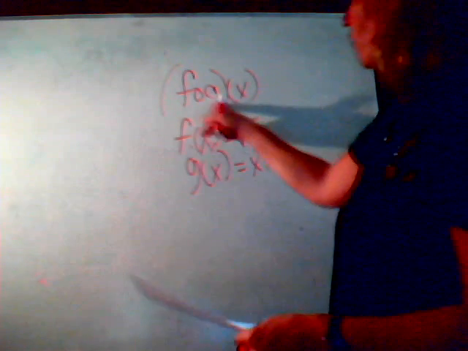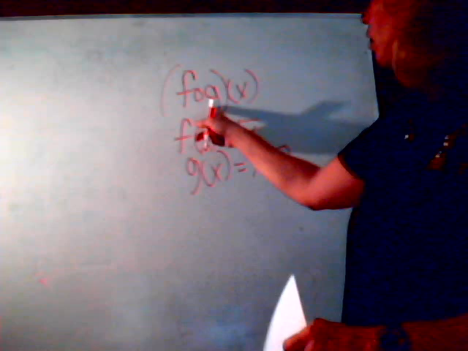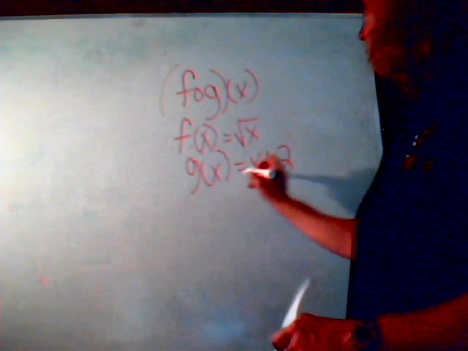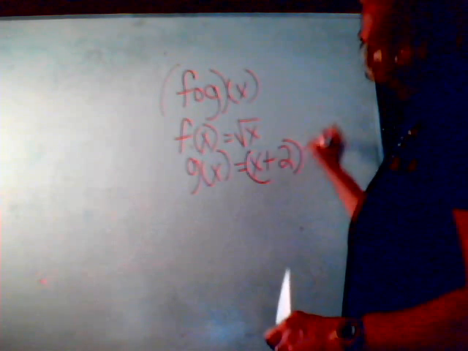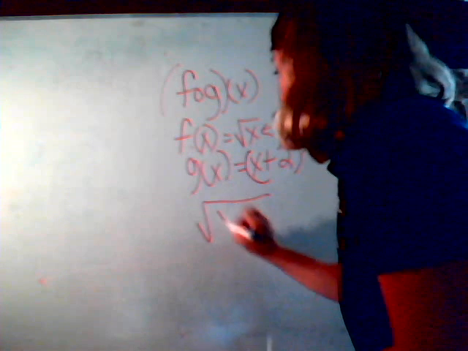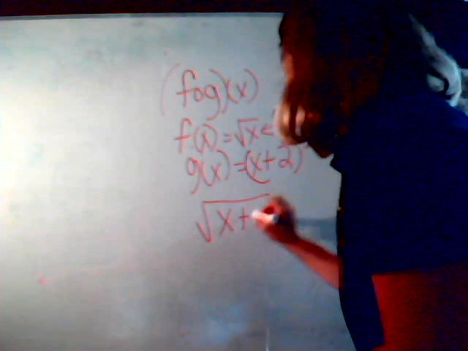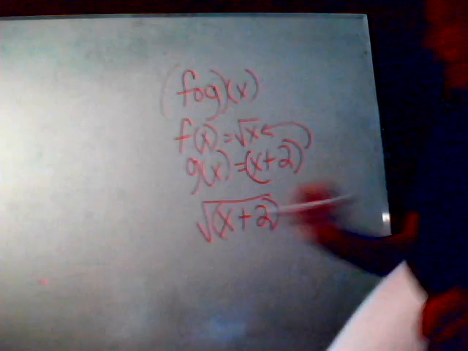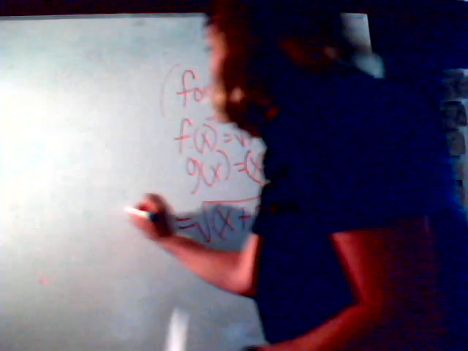So we're going to have to first make the composite function. So let's take the g function and plug it into the f function. So take this g and plug it into the f. So I'm going to get the square root of x plus 2, all under the radical. So that's my composite function.